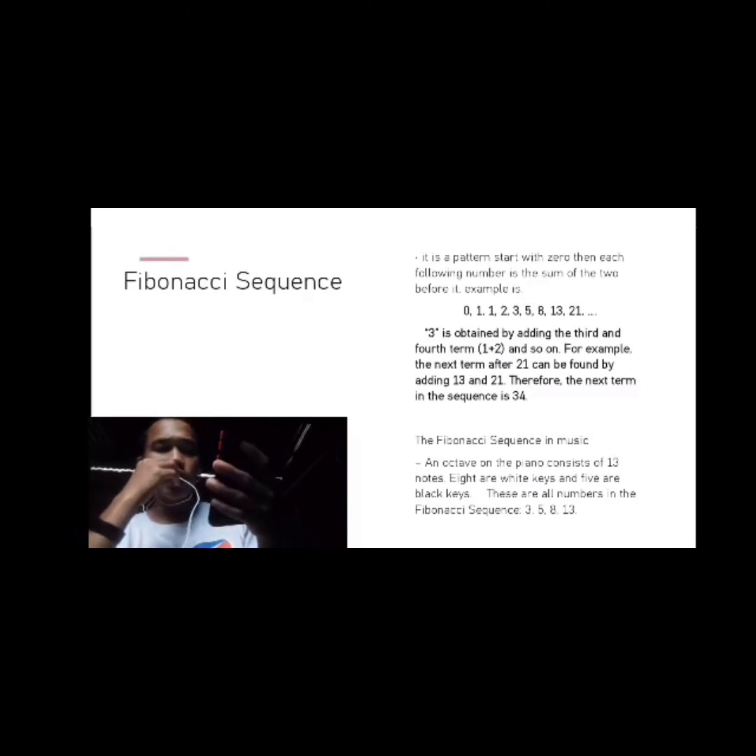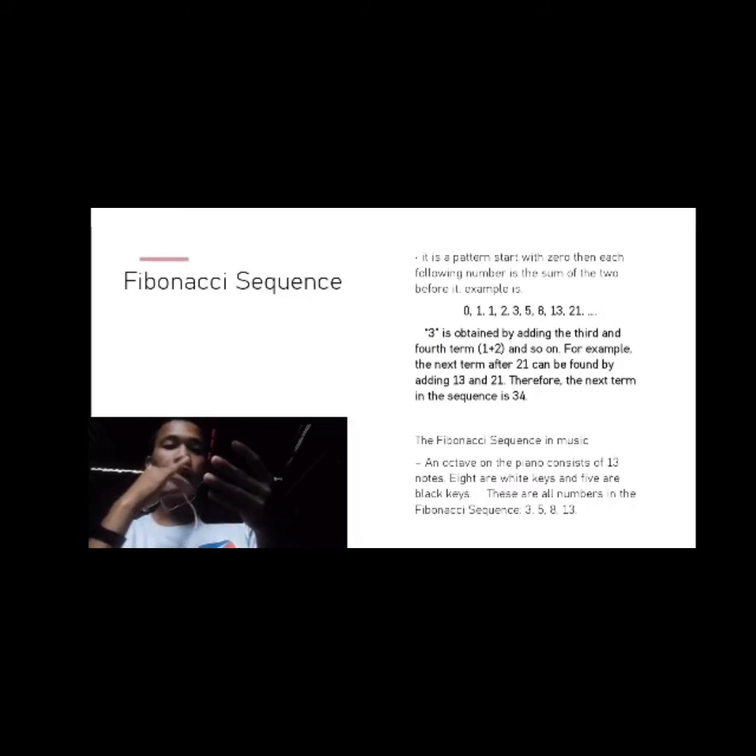The Fibonacci sequence is a pattern. Start with 0, then each following number is the sum of the two before it. An example is 0, 1, 1, 2, 3, 5, 8, 13, and 21, and so on. 3 is obtained by adding the third and fourth terms, 1 plus 2, and so on.